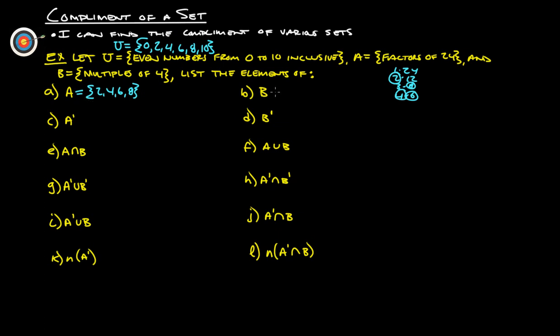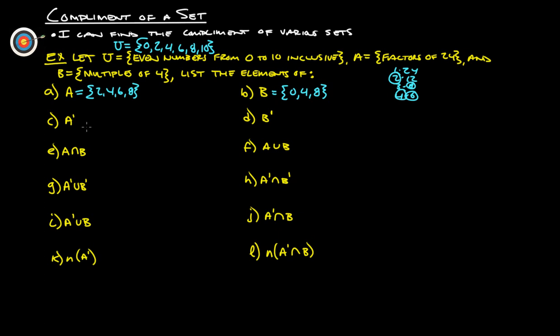Set B is going to be the multiples of 4, but again, only the multiples of 4 that fit in our universal set. So that's going to be, really, 4 times 0 is 0, so I'm going to go with that. 0, 4, and 8. Those are all the elements of set B.